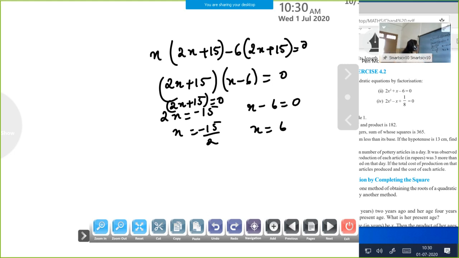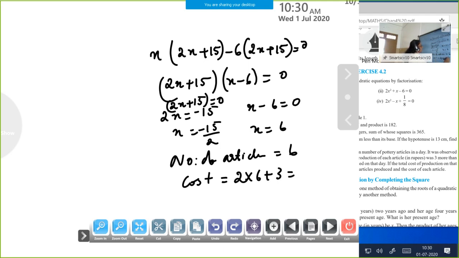The number of articles is equal to 6. And the cost is equal to 2x plus 3, 2 into 6 plus 3, that is equal to 15 rupees. 2 into 6, 12 plus 3, 15.